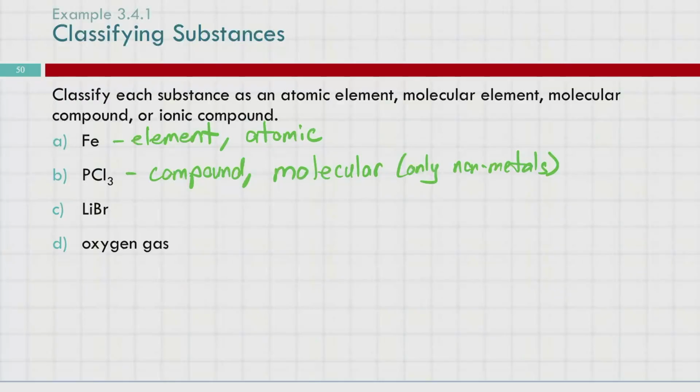And then LiBr, we've got another compound. We've got more than one element symbol. Is it molecular or ionic? Let's find out what kind of element each of these is. So we've got lithium. Lithium is one of our alkali metals. So it's a metal. We've got Br, which is one of our halogens, bromine, which is a nonmetal. Since we've got a mix of metal and nonmetal, this is an ionic compound.